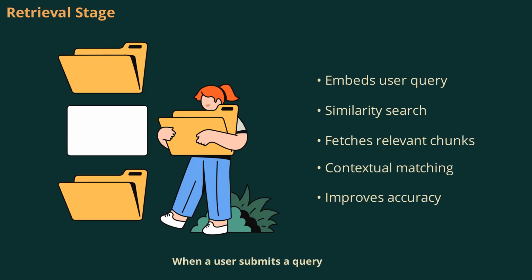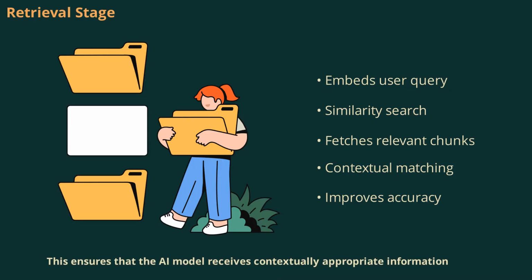Once the data is processed and stored, the retrieval stage begins. When a user submits a query, it's embedded using the same model as the stored chunks. The vector database then performs a similarity search to find the most relevant chunks of text. This ensures that the AI model receives contextually appropriate information, making its responses more accurate and tailored to the user's needs. Retrieval is the heart of RAG, connecting queries with the right data.